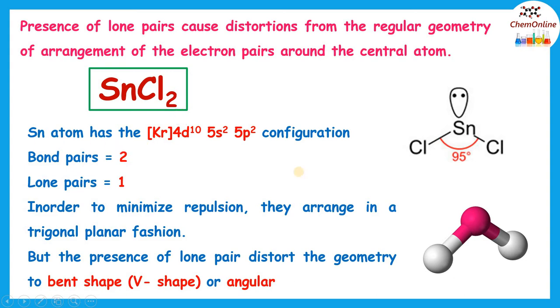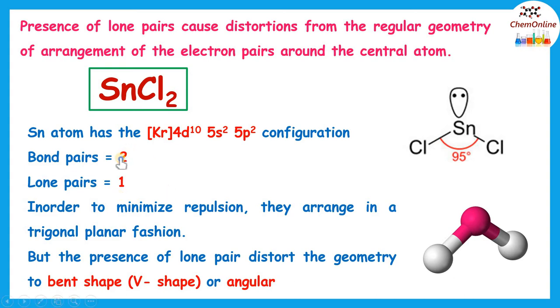The tin atom has this configuration. It has 4 valence electrons, as you can see here, 5s2, 5p2. So out of these 4 valence electrons, 2 of them will form bonds with the 2 chlorine atoms. So it will have 2 bond pairs. And the remaining 2 electrons form 1 lone pair on the tin atom. According to VSEPR theory, in order to minimize the repulsion between the lone pairs and bond pairs, they try to stay as far apart as possible.